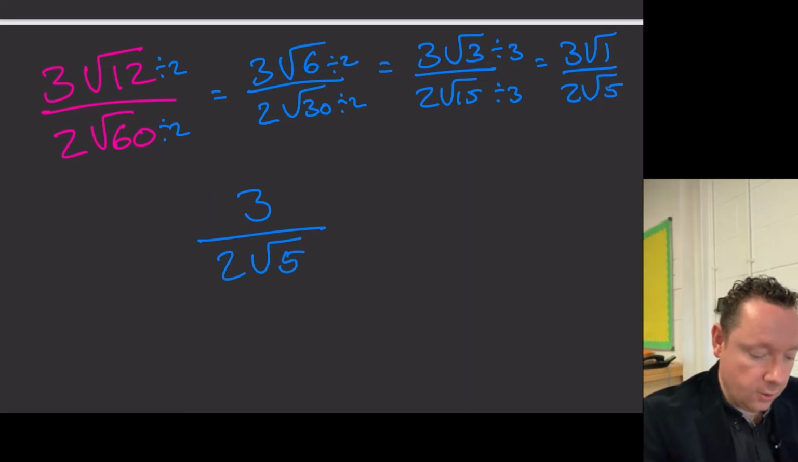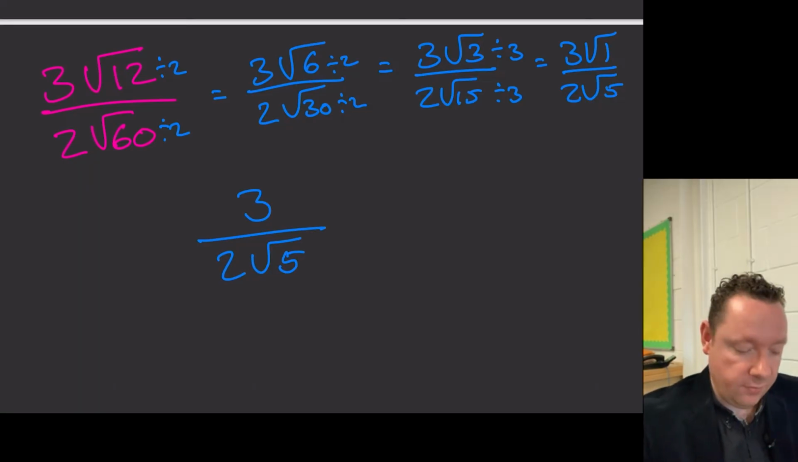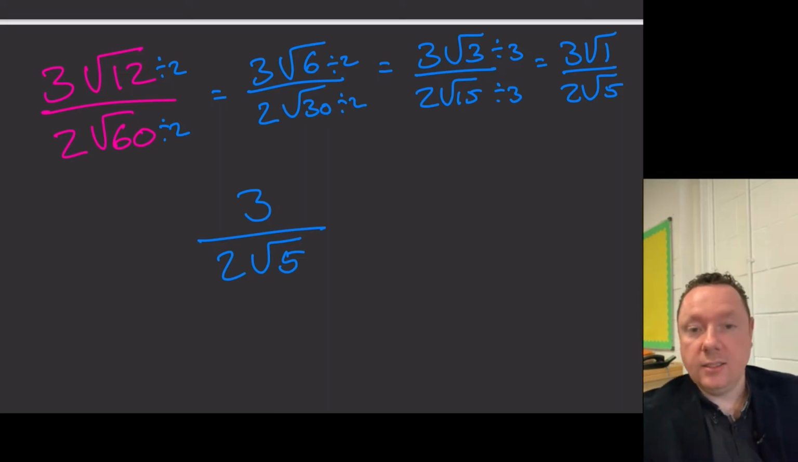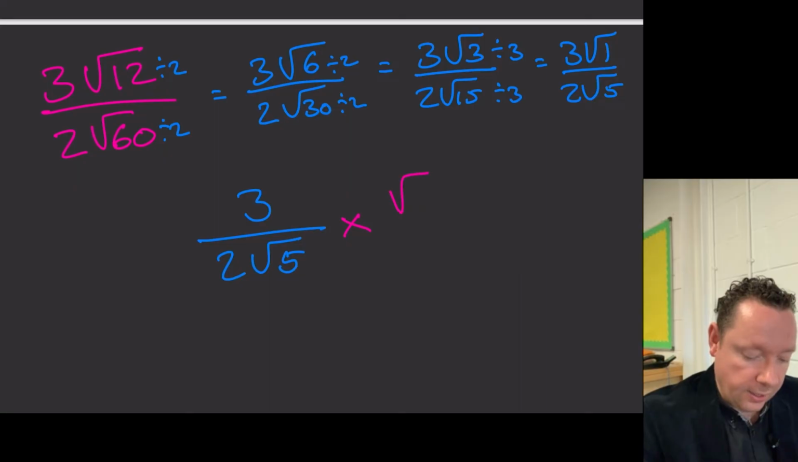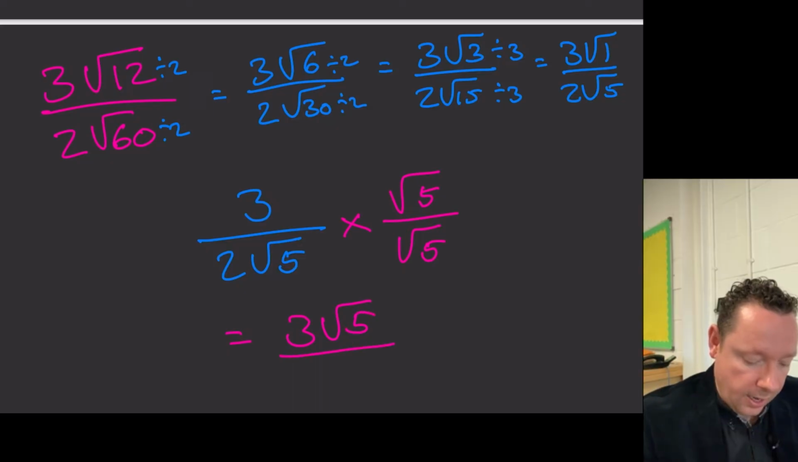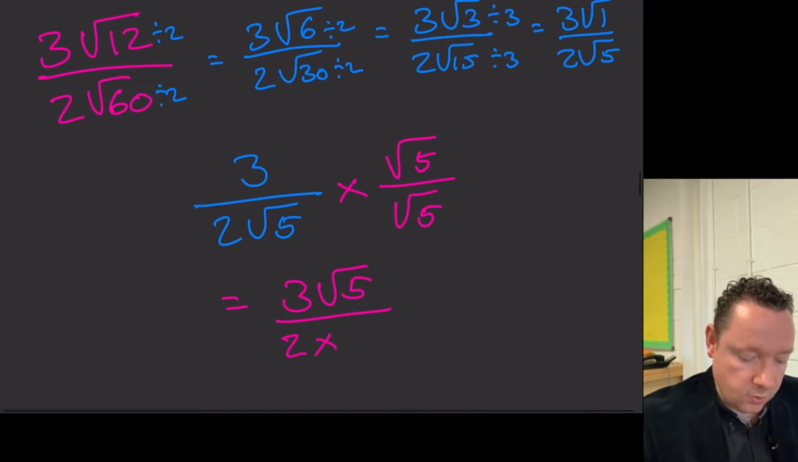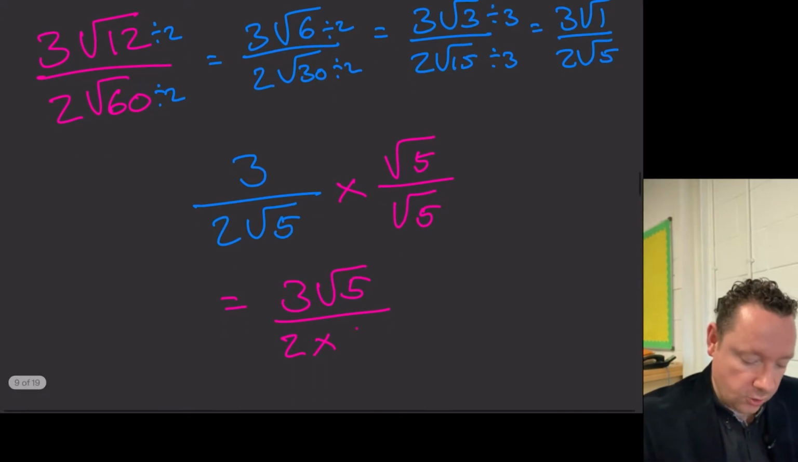Now you could have got there quicker because 12 goes into 60 5 times. So you could divide it by 12 to start with to get 1, and 60 divided by 12 to get 5. And now the question becomes quite easy. You can just times by root 5 over root 5. And that gives you 3 root 5 on the top and 2 times, well, root 5 times root 5 is just 5. So that's 3 root 5 over 10.